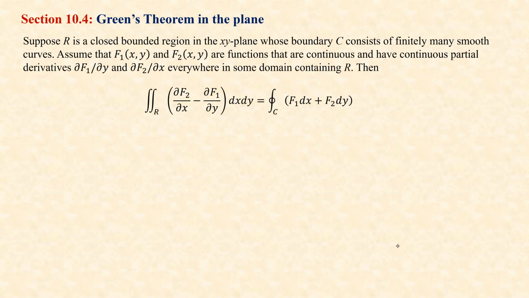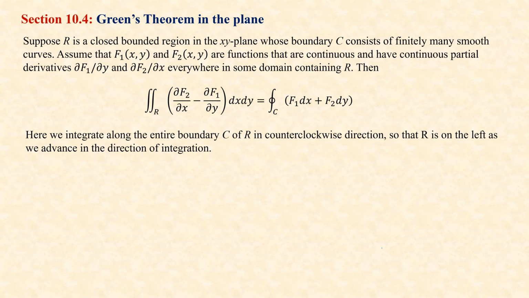So what this says is that if you calculate the double integral of this quantity over the region, that is the same as calculating the line integral of this quantity over the boundary of this region. So this C that is here is the boundary of this R. Okay?